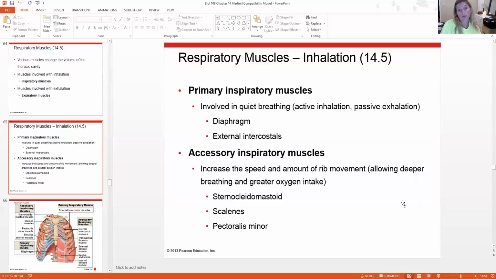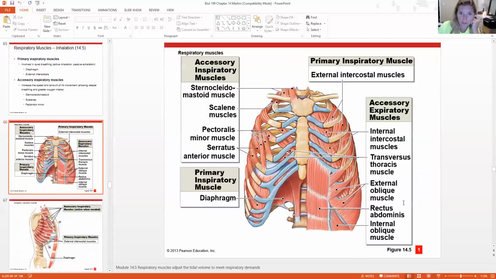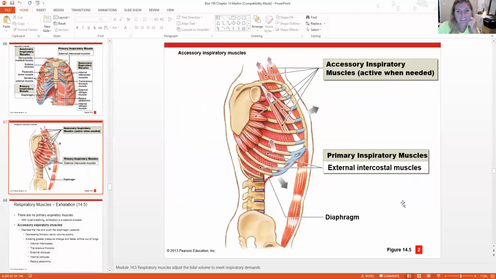There's also accessory inspiratory muscles. These are like your sternocleidomastoid pulling on your clavicle, your scalenes pulling on your clavicle, and pectoralis minor pulling on your superior portion of your rib cage to elevate that. There you see some of these muscles. Aren't you glad to be done with muscles? Kind of. There they are again.